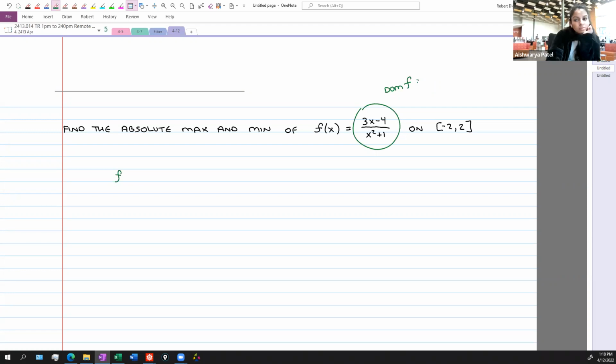You can never make that denominator 0, ever. You can't. You can try, but you're not going to. Because when you take a number and square it, right?